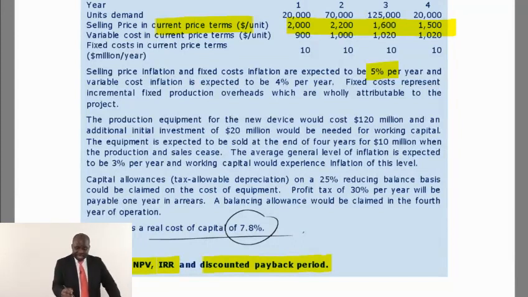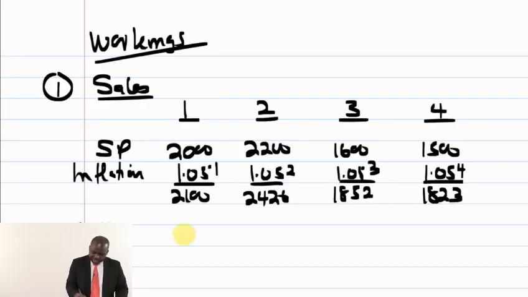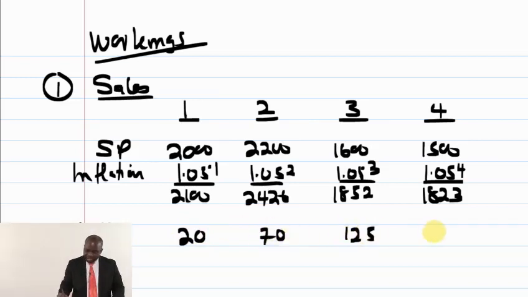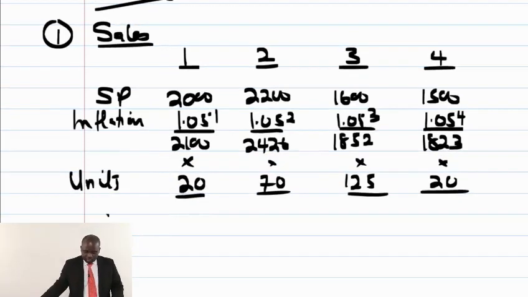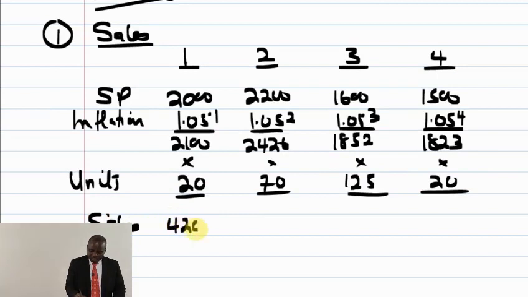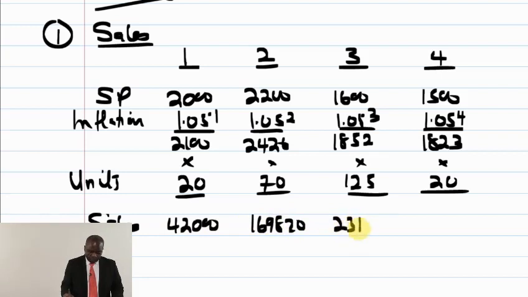If we come up here, they've given us units of 20,000, 70,000, 125, and 20,000. So we pick the units: 20, 70, 125, and then 20. And then I need to multiply. When I multiply the two, it should give me my sales values. And the sales values will be 42,000, 169,820, 231,500, 36,460. And these are the sales values.